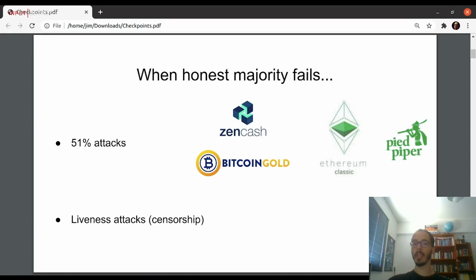And these attacks have been pretty devastating. They've cost tens of millions of dollars worth in cryptocurrency in systems like Zencash, Ethereum Classic, Pied Piper. But they're not the only types of attacks. There are also what we call liveness attacks, mostly associated with censorship. These attacks try to censor some transactions from being published, and they may be transactions from a specific party, like an exchange, or they might be full-on denial of service attacks, like, for example, producing empty blocks and not allowing anybody to transact on the network.